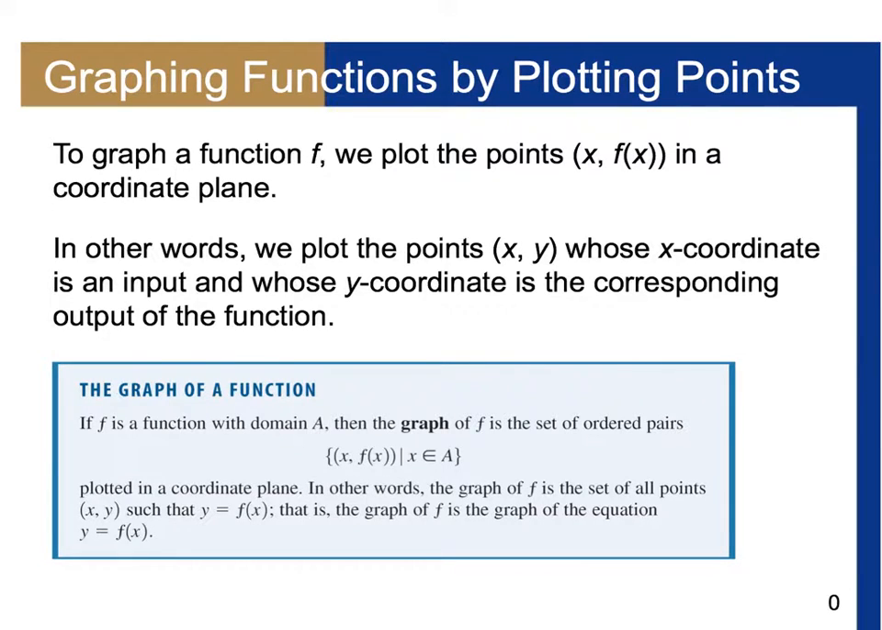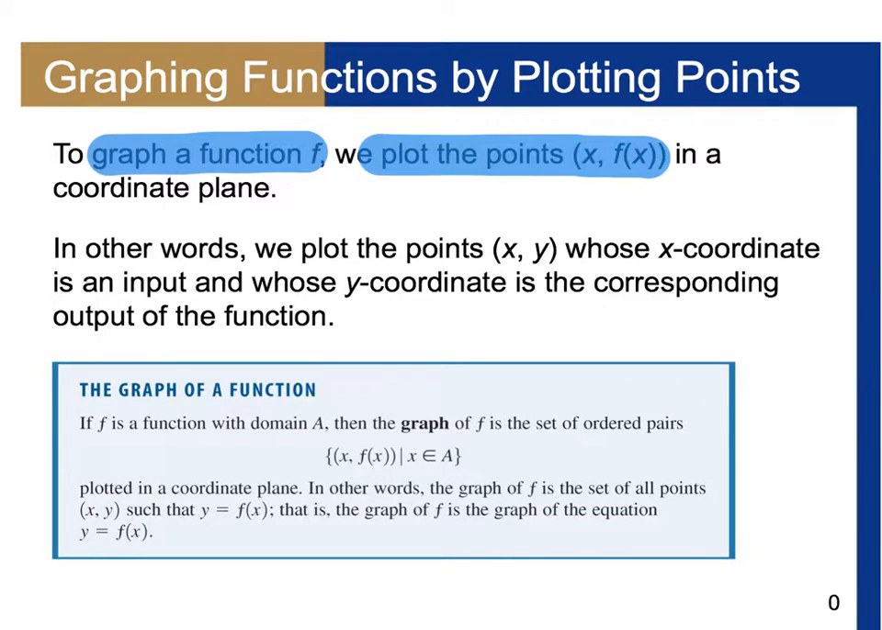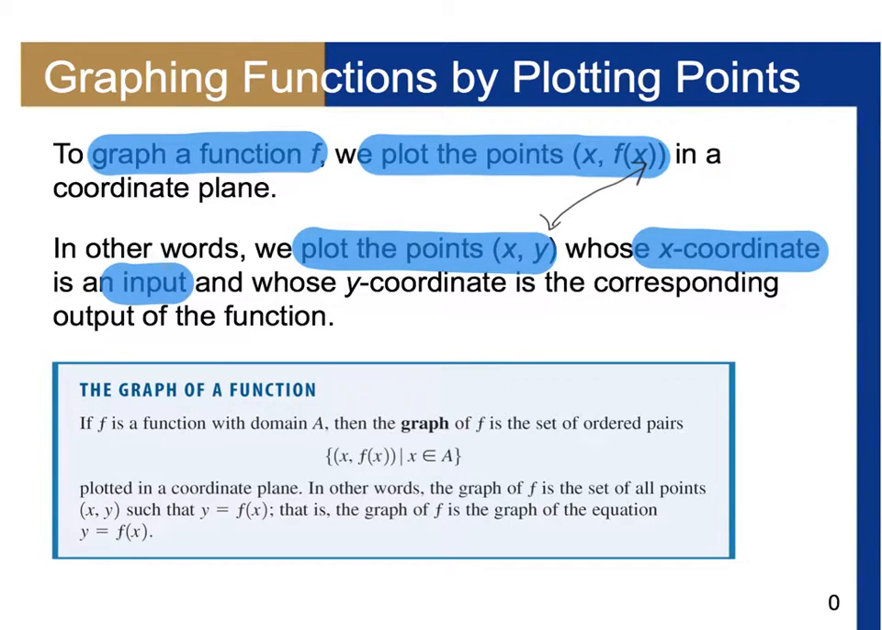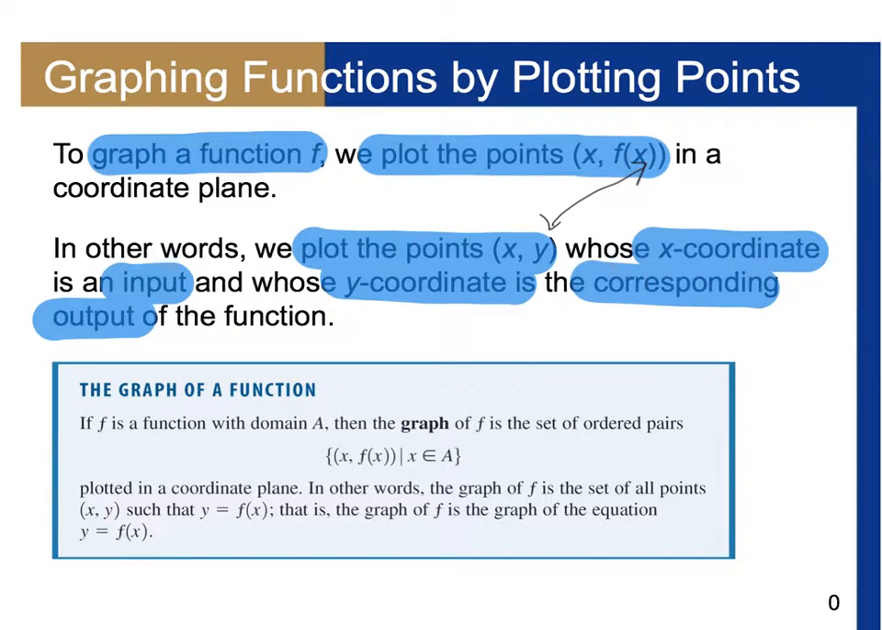Okay, so to graph a function f, we can just plot the points, right? x and f of x in a coordinate plane. Remember, f of x and y are the same thing. So when we say f of x, we're referring to y. So we're just plotting the points x, y, whose x coordinate is our input, and the y coordinate is the corresponding output of the function.